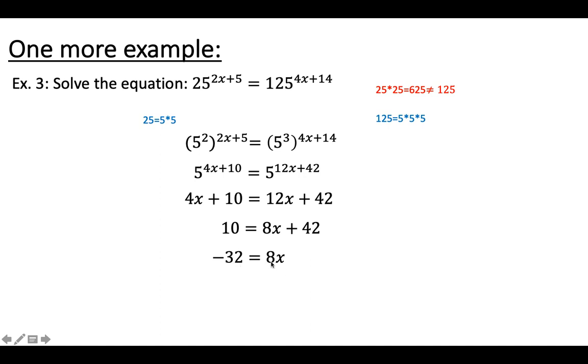And the last step, we have 8x. We got to divide by 8 to get x by itself. Negative 32 divided by 8 is negative 4. So x is equal to negative 4. And that is your answer.